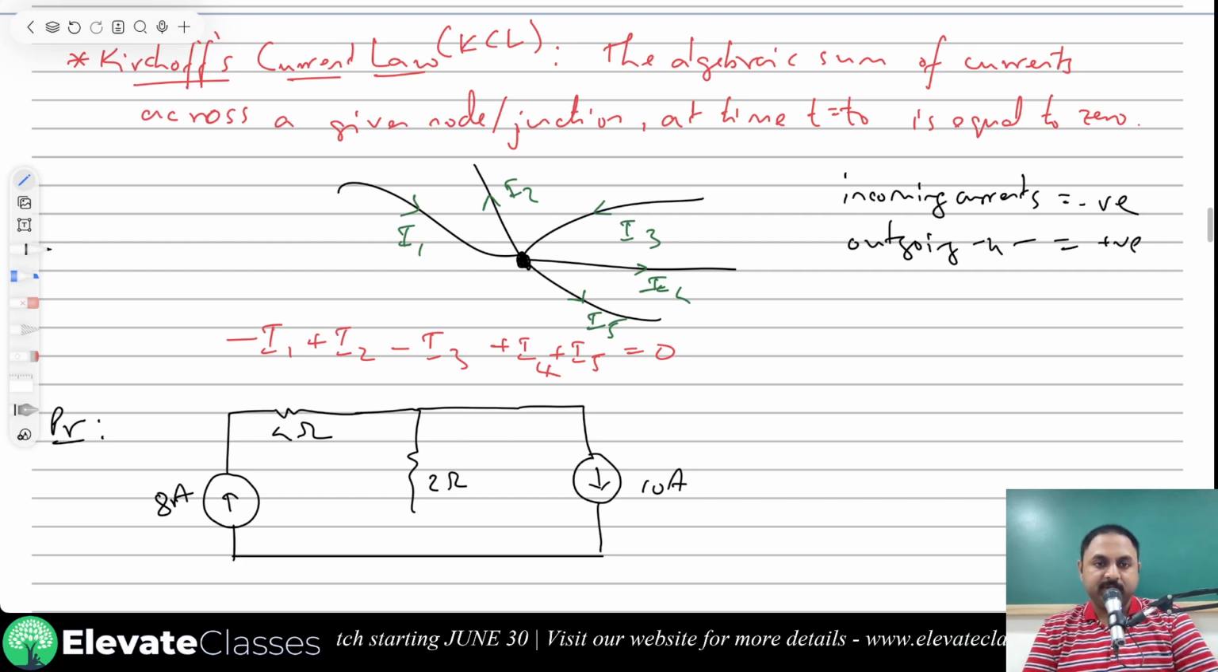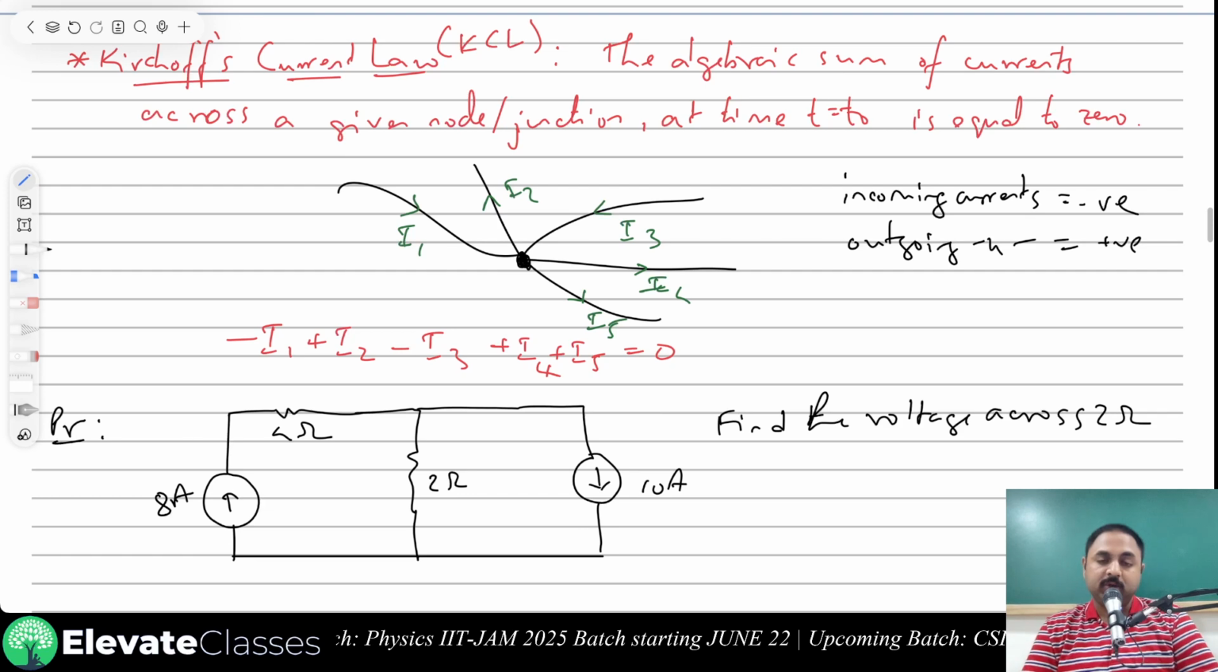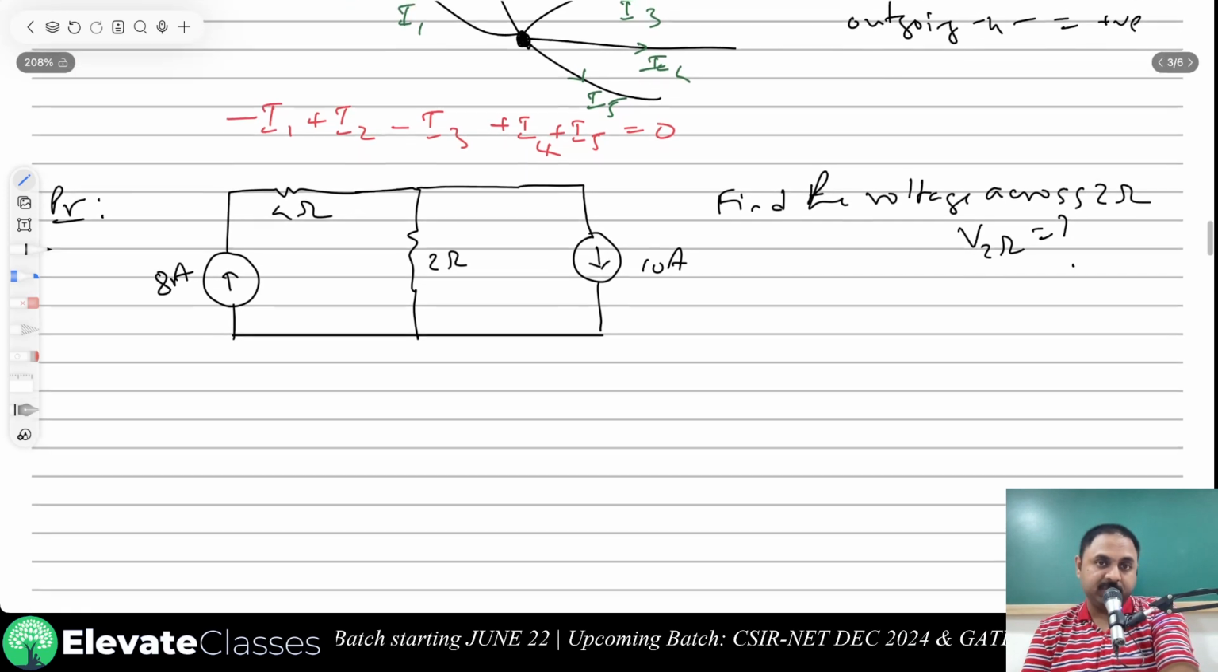All of these are connected together over here. The question is, find the voltage across the 2 ohm resistor. Across 2 ohms resistance. So basically you have to find the voltage across 2 ohms. This is the question. Now how do you solve it?